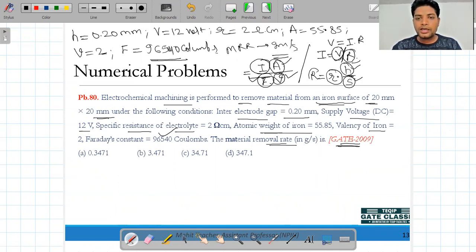So from here you can get the value of r. You can put this value r over here. From here you will get the value of I, and put this value I over here. So you will get the value of MRR. Fine. तो पहले हम क्या करते हैं, आर कैलकुलेट करते हैं.